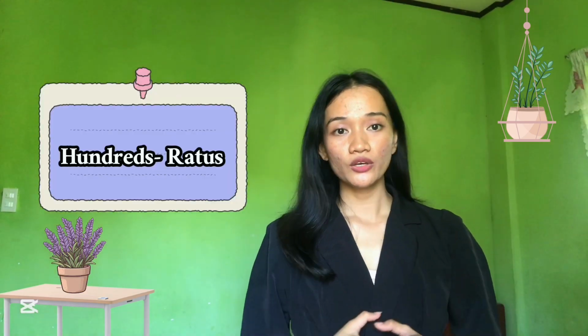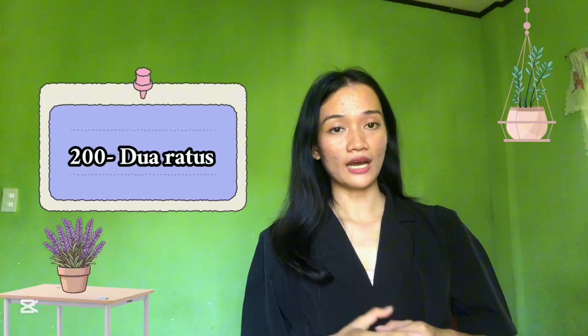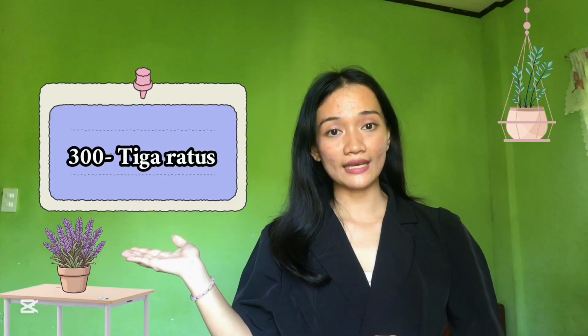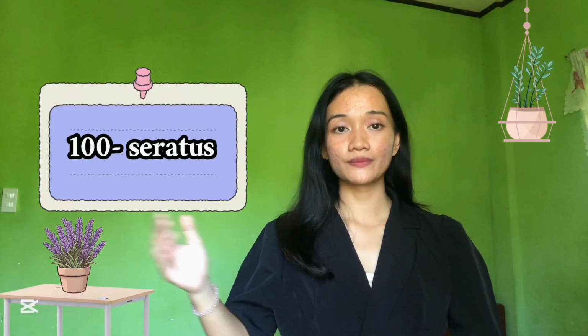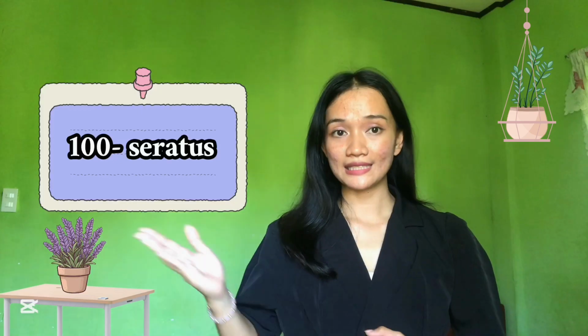For example, 200. 200 in Malay is dua ratus. Another example, 300. 300 in Malay is tiga ratus. But the 100 in Malay is seratus. The se in seratus is short for satu.